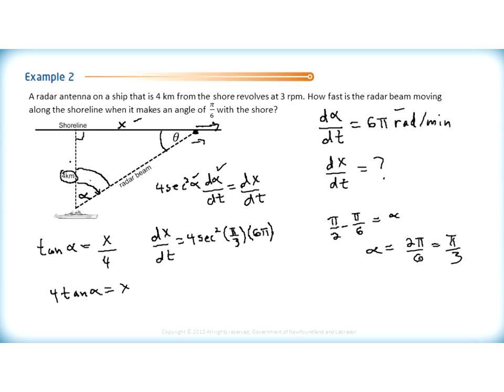Okay, and so we've got to plug all that together. So let's evaluate secant squared of pi over 3 first. Well, secant is the reciprocal of cosine. I'm just going to make myself a little room over here and work that out on the side. So let's see, secant of pi over 3.